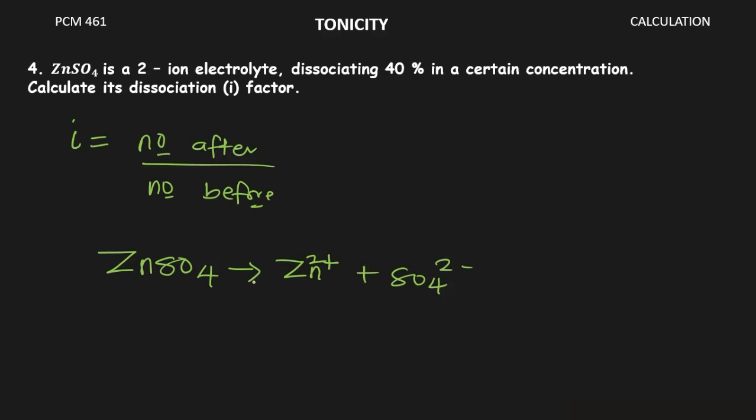Now, if it dissociates 40%, it means 60% did not dissociate. So let us assume the number before is 100. The number after will now be, if only 40 dissociate, 60 did not dissociate. And that 40 of zinc sulfate that dissociate will form 40 of zinc ion and 40 of sulfate ion. So 60 plus 40 plus 40 is 140. So 140 divided by 100, what will it give to you? 1.4. So this will be the dissociation factor. That is how to solve for this one.